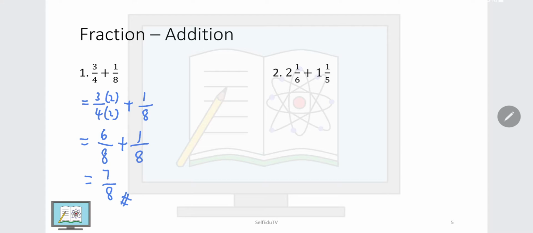So if you have mixed number, there are two ways to do it. So first way, we change to improper fractions. So how to change to improper fraction? So the common practice is, for example, if you want to change the first one, so 2 times 6 plus 1. To find the numerator, so it will be just 2 multiplied by 6 plus 1, which is 13. To change the second one, 1 multiplied by 5 plus 1. So it will be 6.